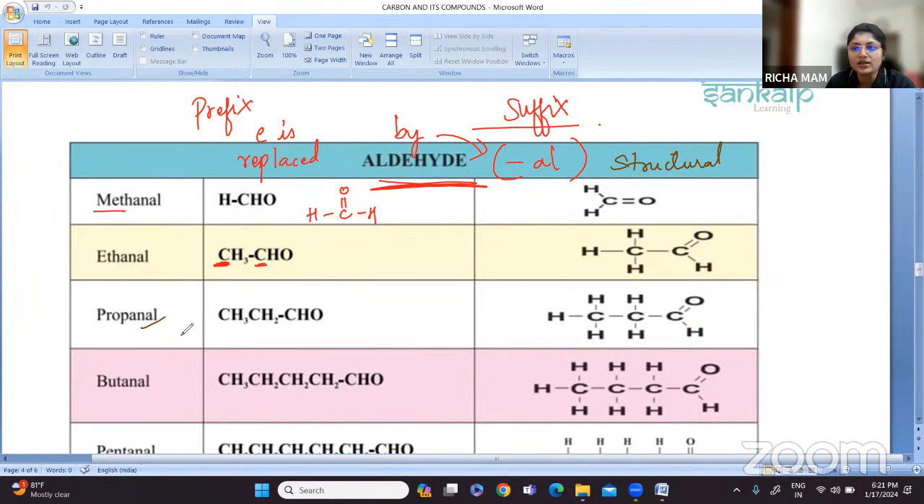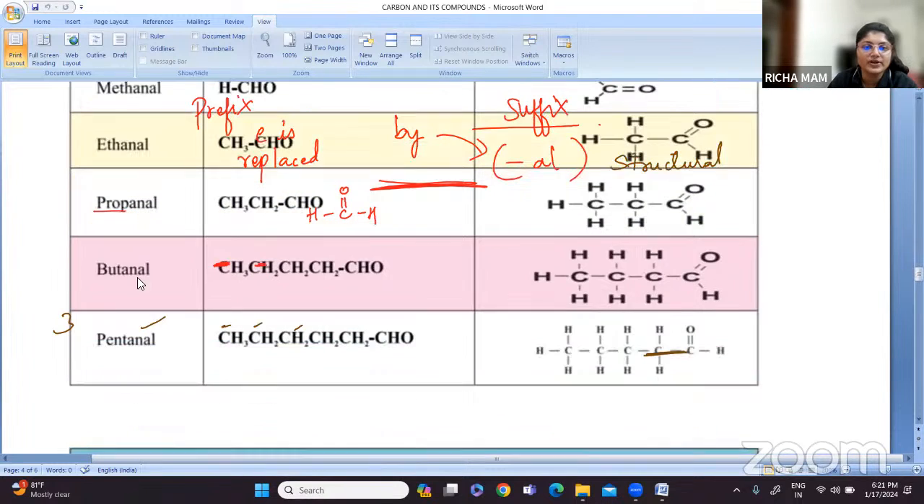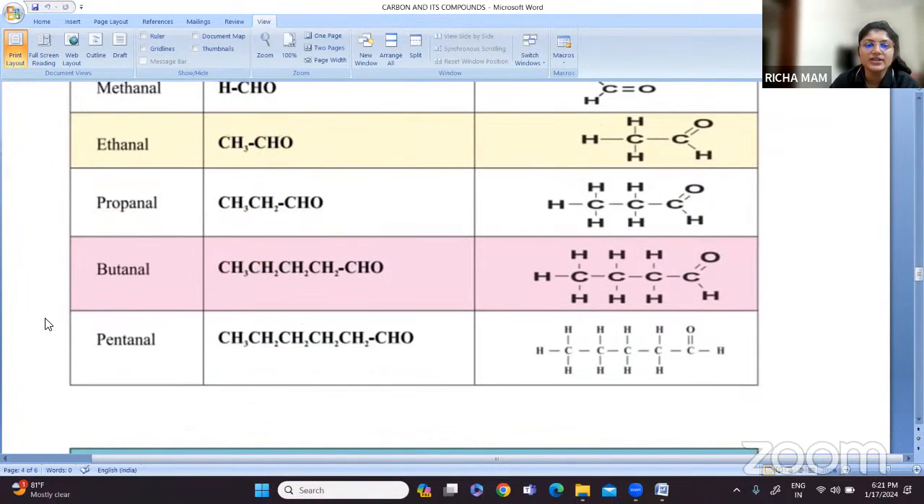Next is propanal, where the number of carbon atoms is 3: 1, 2, and 3. This is the structure, so please go through the structures. I'll just go forward. Next is butanal, where E is replaced by al. The number of carbon atoms is 4: 1, 2, 3, 4, right? So it is termed butanal.